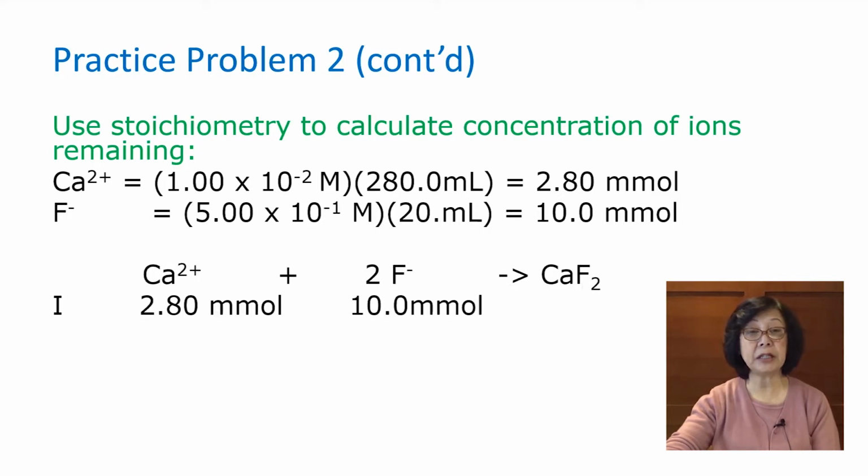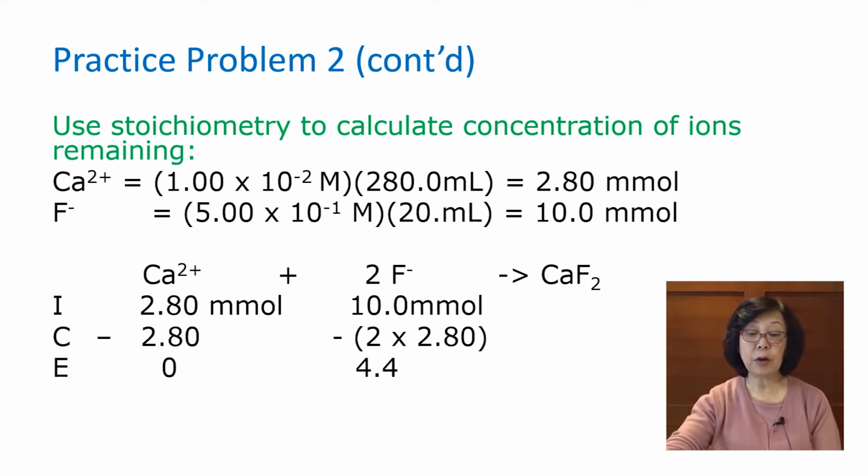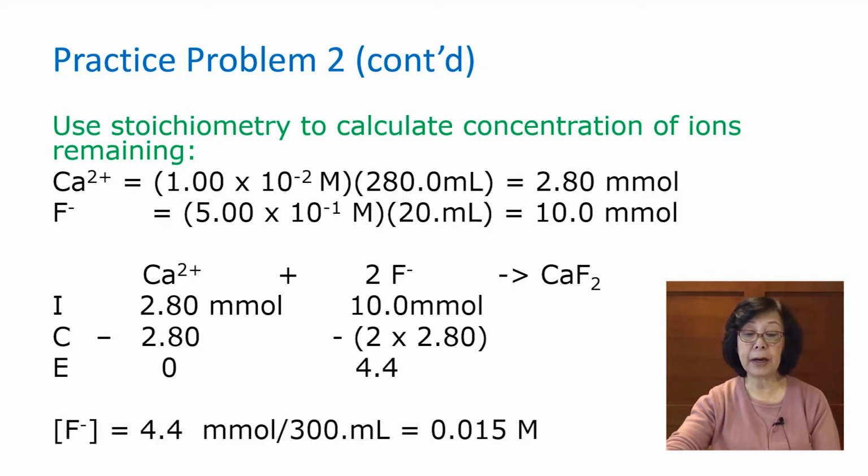Now I set up the ICE table, and I start out with 2.80 millimole of calcium ion, 10.0 millimole of fluoride ion. This is a limiting reactant, so I use up all my calcium ion. I would use up twice the amount for the fluoride ion. So I now have 4.4 millimole of the fluoride ion remaining, and this is in a mixture of 300 milliliters, and I get 0.015 molar. Notice how I divide millimole by milliliter without having to convert them into mole and liter, and I still get up the molarity. This is much easier to do.